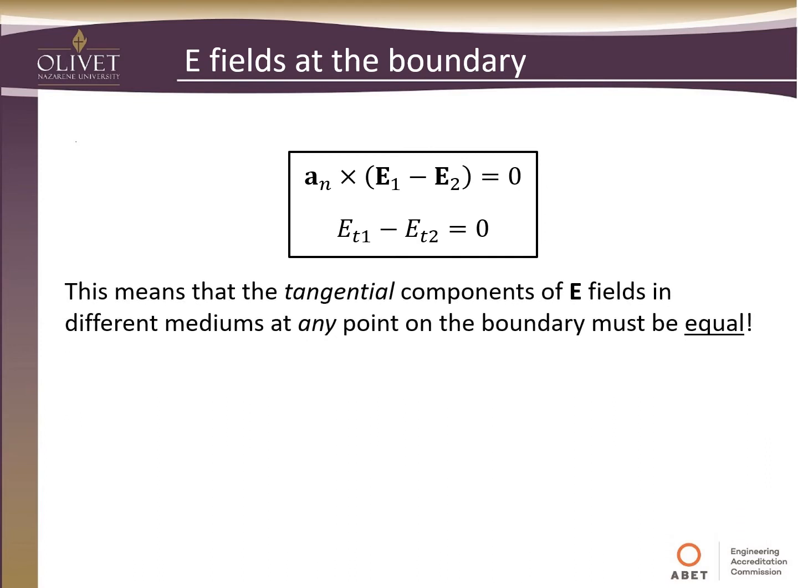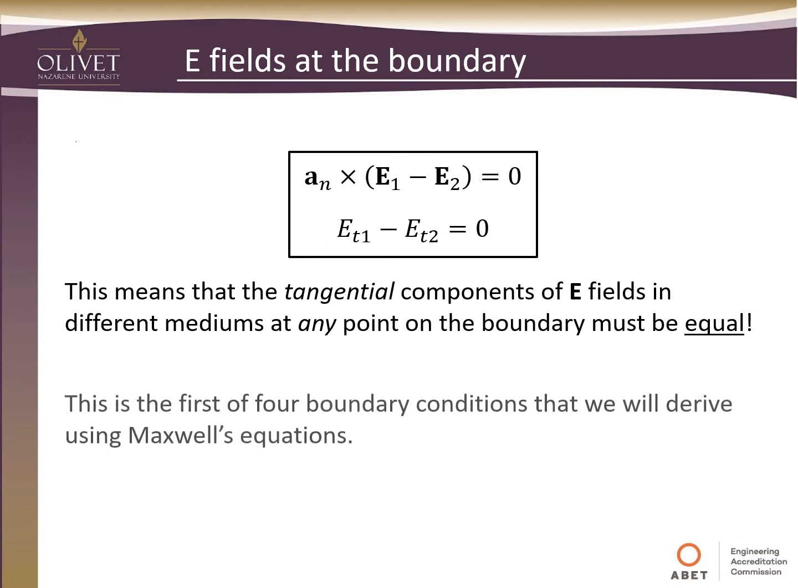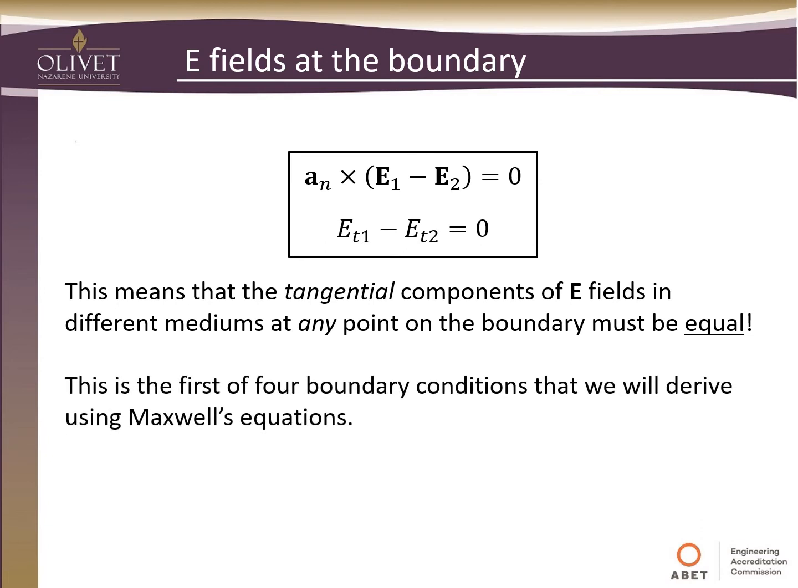So again, this means that the tangential components of E fields in different mediums at any point on the boundary must always be equal. So this is our first boundary condition that we were able to derive from Maxwell's equations. This is always true regardless of the medium types, what's going on. These electric fields on each side of the boundary, their tangential components have got to be equal. Their normal components do not, and we'll deal with that later. And so we can't really come up with a set rule for the boundary conditions for the normal components, but the tangential are always equal.